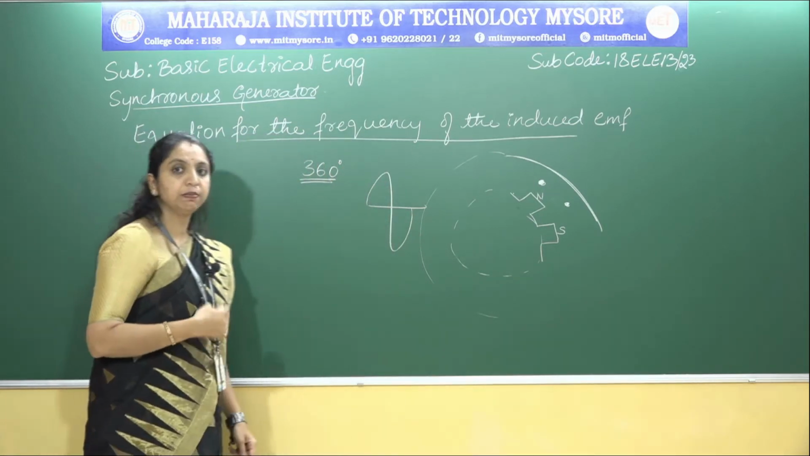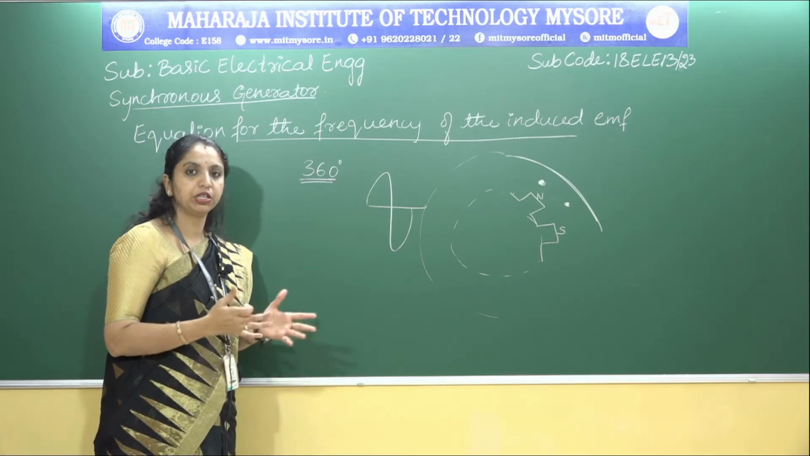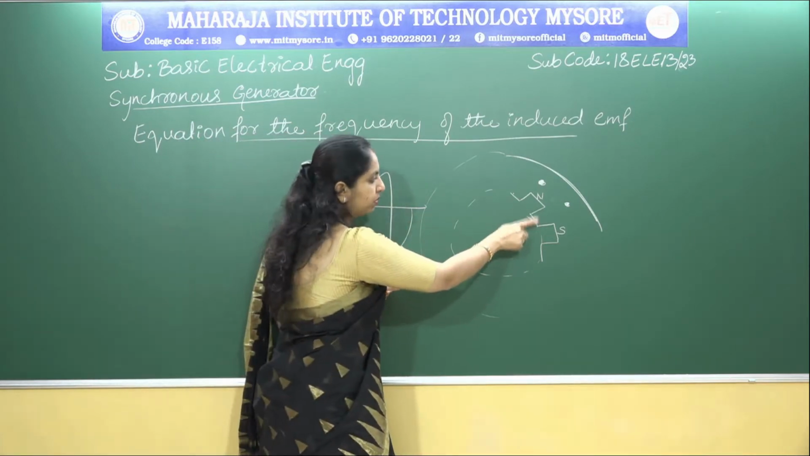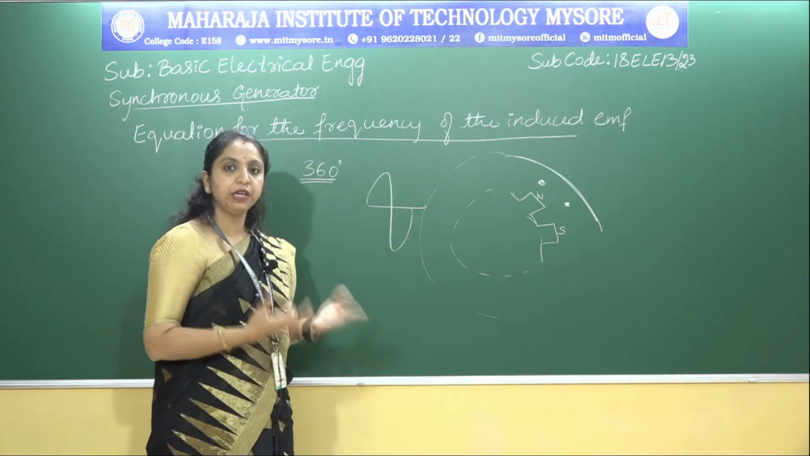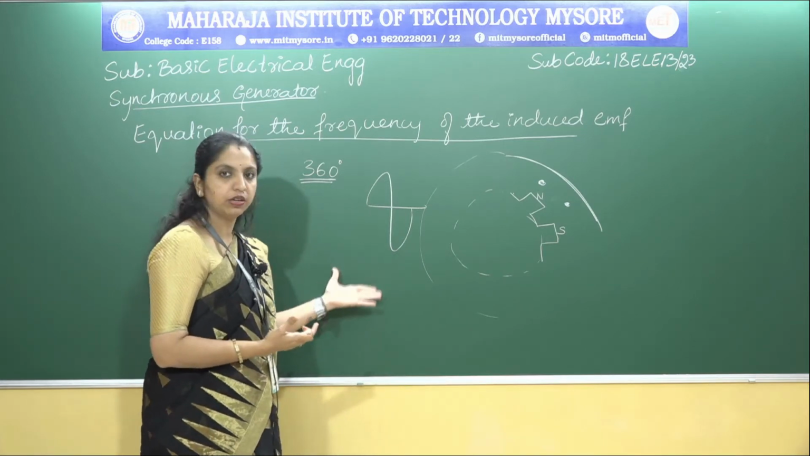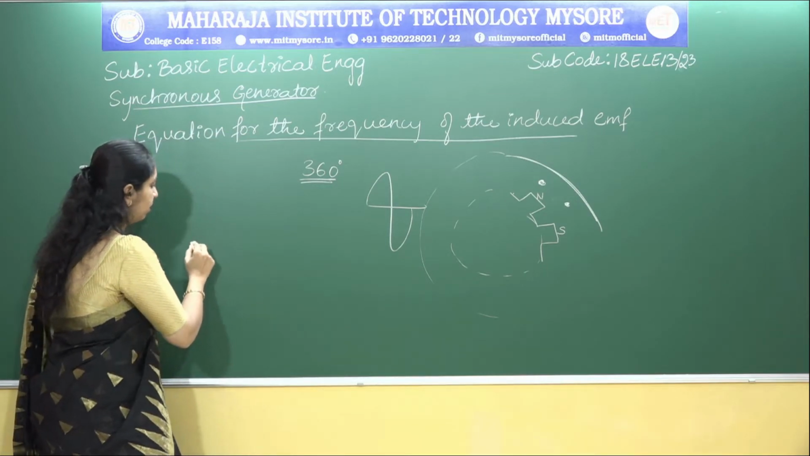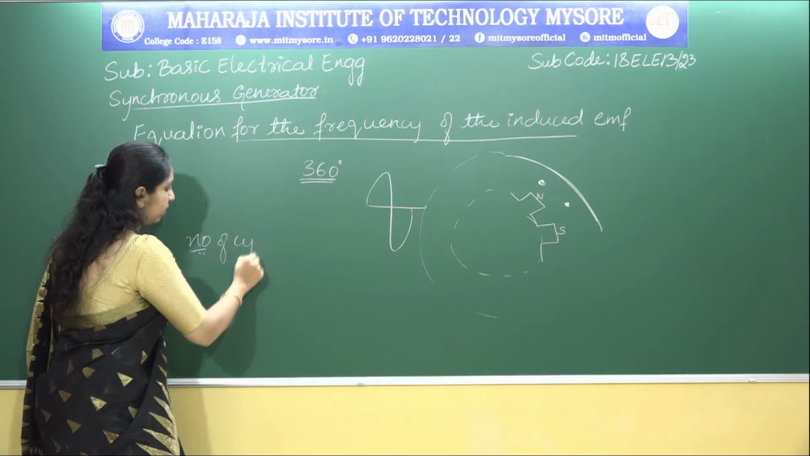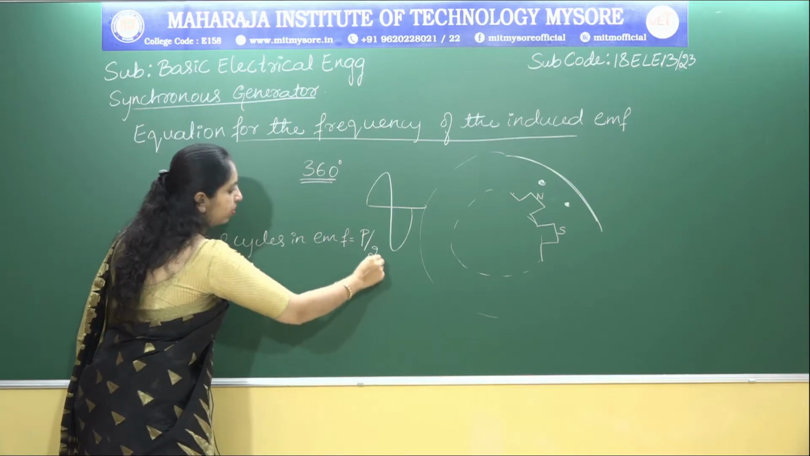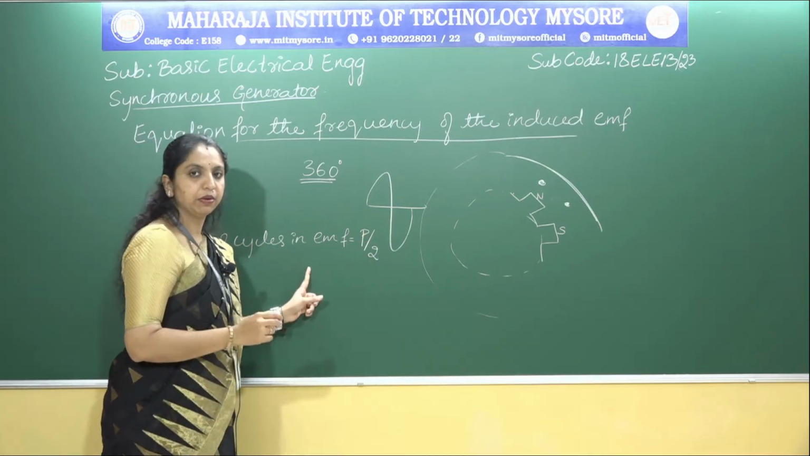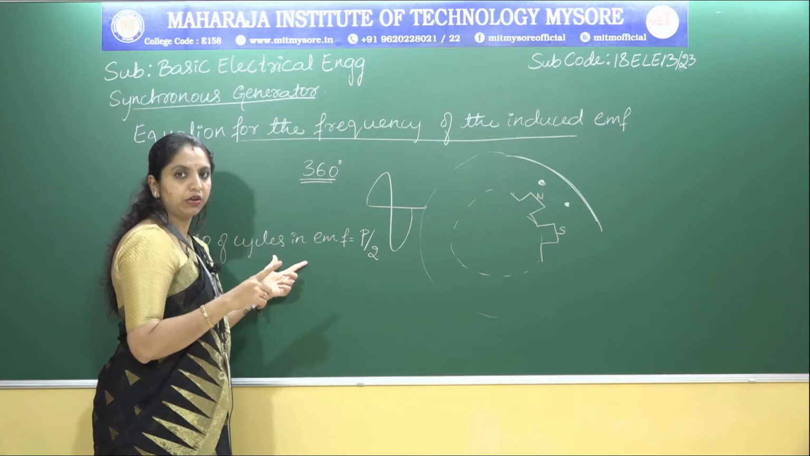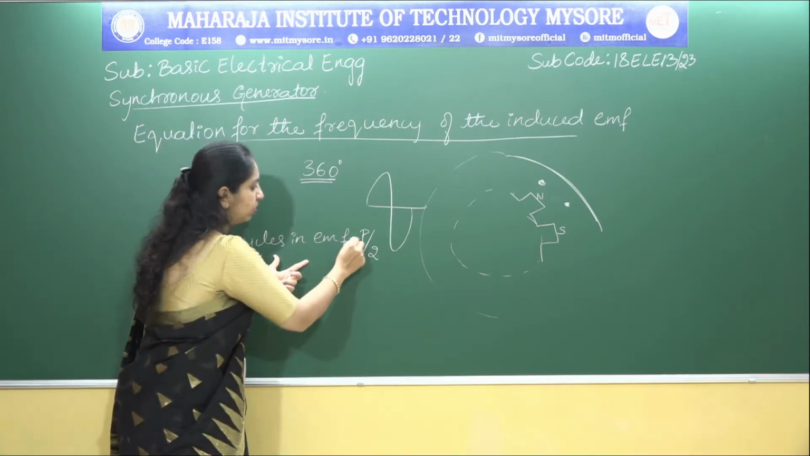Now, if the machine has P number of poles, how many cycles of EMF does it produce? If the machine has P number of poles, the number of cycles of EMF for one revolution is equal to P divided by 2.